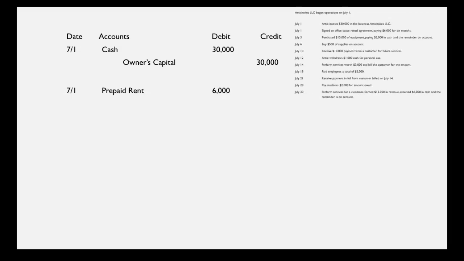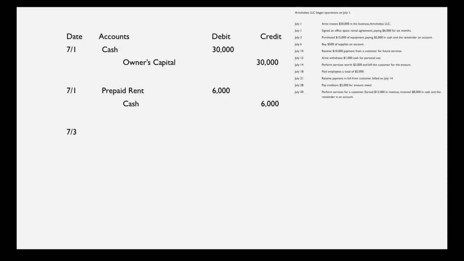And then how did we pay for this prepaid rent? By using cash. So cash is another asset, right? And cash goes down with a credit, so we credit our cash for $6,000. And you'll notice in these journal entries, we have at least one debit and at least one credit, and the amounts equal, right? The total debits have to always equal the total credits for each individual journal entry.